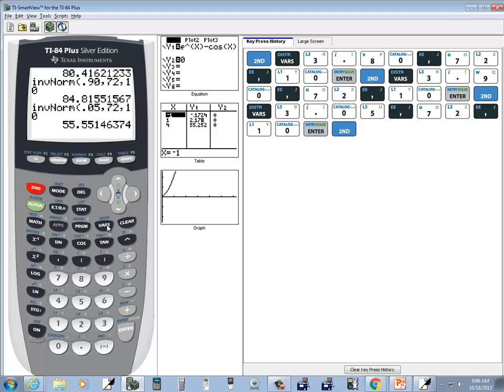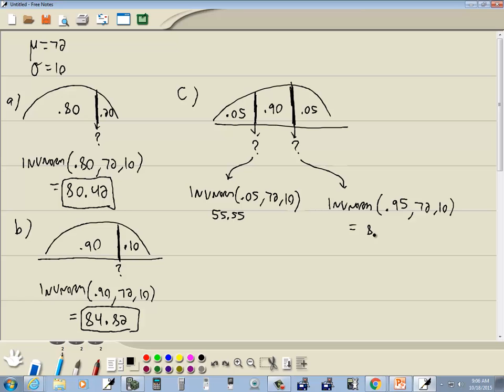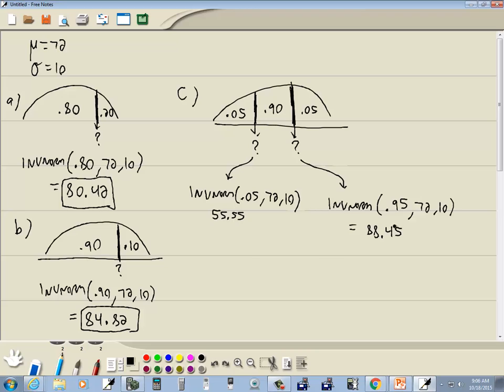So we'll do 2nd Vars, choose invNorm, 0.95, comma, 72, comma, 10, and then push enter. And we get 88.45. And we put that in by putting our low value first, and then comma, and then our high value, no spaces anywhere. And that's how we'd input our answer.